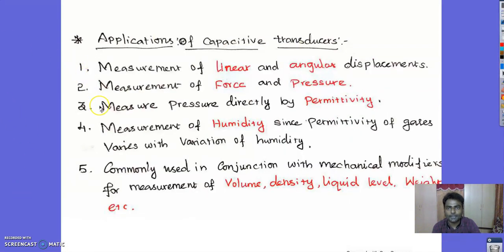Coming to the applications of the capacitive transducer, it is used for the measurement of linear and angular displacement, to measure force and pressure, and to measure pressure directly with the help of permittivity. The measurement of humidity is also done with the capacitive transducer. Why? Because humidity varies the permittivity of gases, and therefore it is used to measure the value of humidity. It is commonly used in conjunction with mechanical modifiers for measurement of volume, density, liquid level, weight, etc. These are some of the applications of the capacitive transducer.